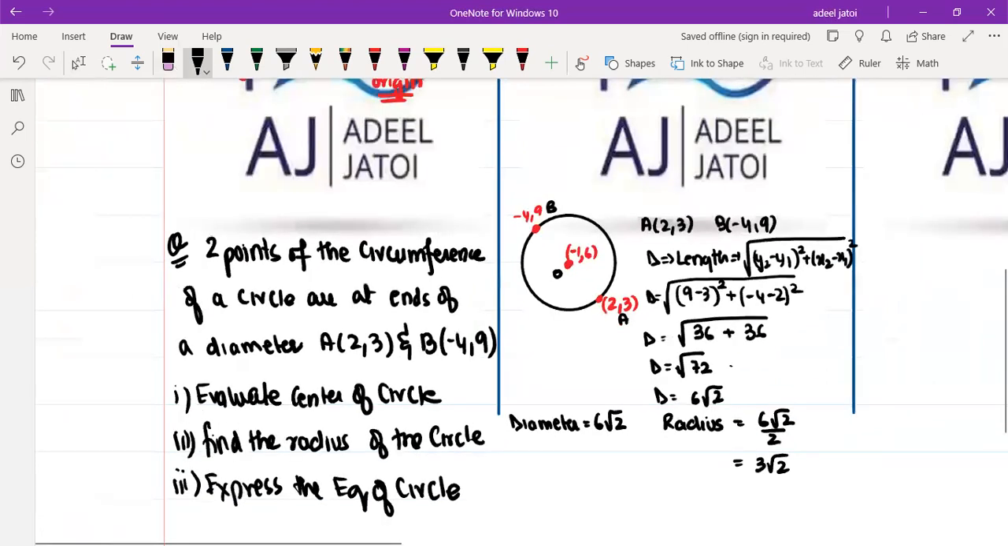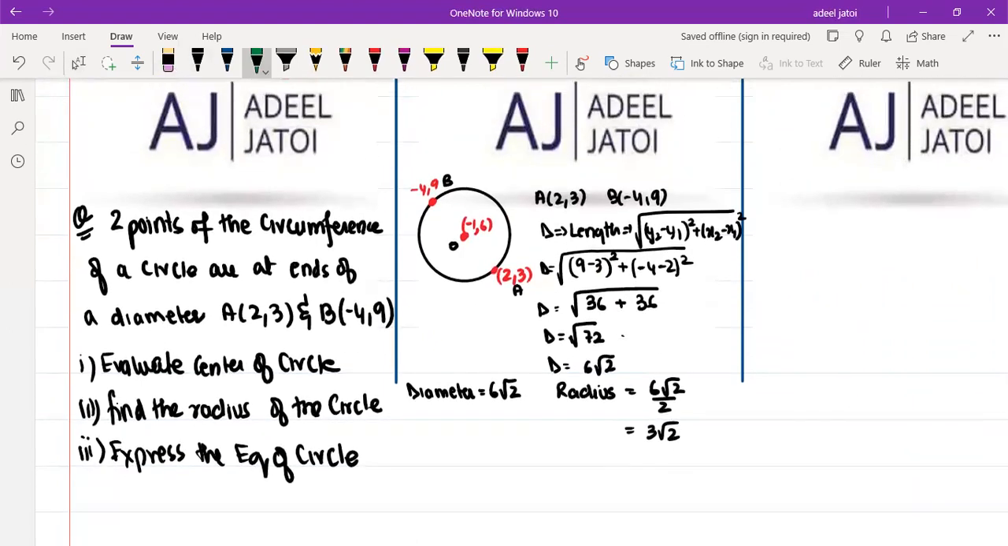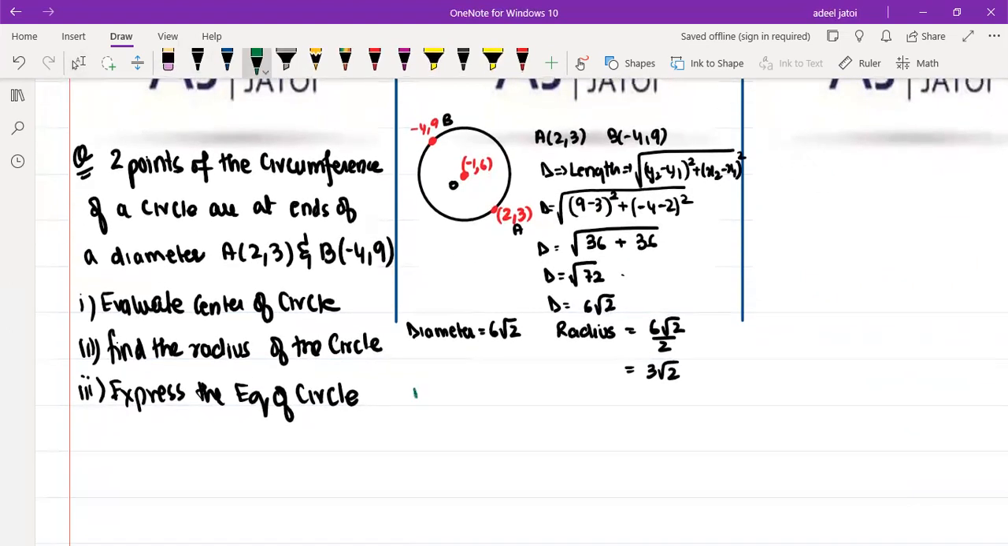Then the question clearly says express the equation of the circle. So if we just write down the third part, your expression is x minus a whole square plus y minus b whole square is equal to r square. So x, because this is negative, negative will become positive, plus y, your b was 6, whole square, and this is 3 under root 2 square.